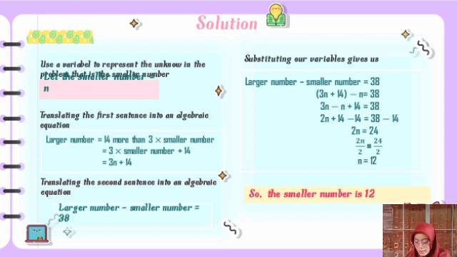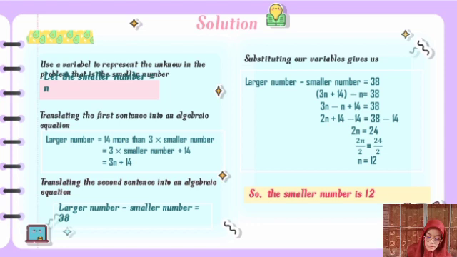Translating the second sentence into an algebraic equation. Larger number minus smaller number is 38. Substituting our variables gives us: larger number minus smaller number is 38. So the larger number is 3n plus 14, minus the smaller number n, equals 38.